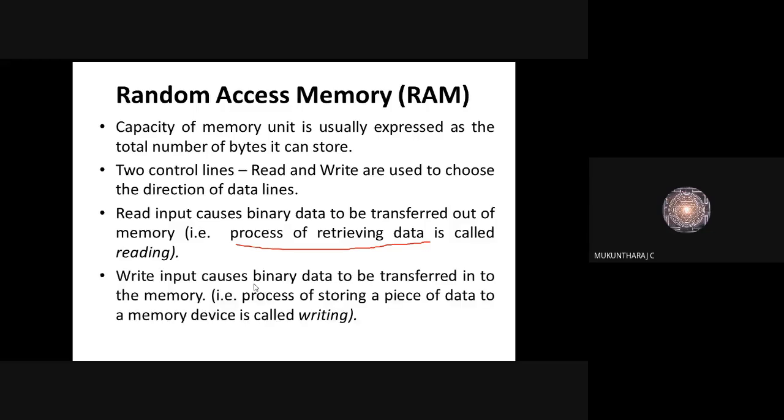Write causes binary data to be transferred into the memory. These things are already discussed in the previous slides, but anyway we are recalling with random access memory. What we are doing with these control lines in RAM memory: the write input causes binary data to be transferred into the memory. It is the writing operation, the process of storing a piece of data to the memory device, right?